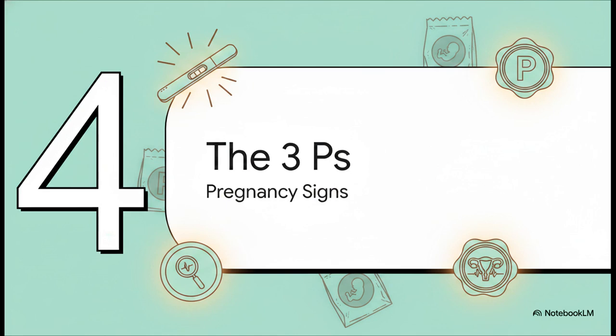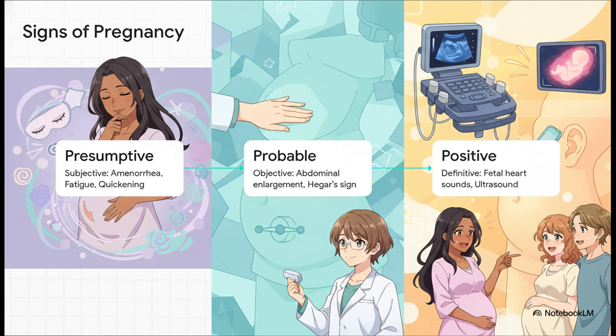Section 4 already. Let's get into the 3 Ps of pregnancy signs. Conceptually, you're moving step by step from the patient's subjective feelings to undeniable, objective proof of a fetus. Step 1, presumptive. These are things the patient physically feels: amenorrhea, fatigue, quickening. Step 2, probable. These are the things the examiner actually observes, like abdominal enlargement or Hagar's sign. Sure, they strongly suggest pregnancy, but they aren't definitive proof.